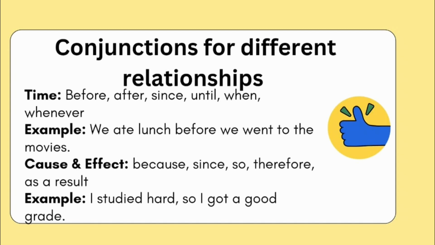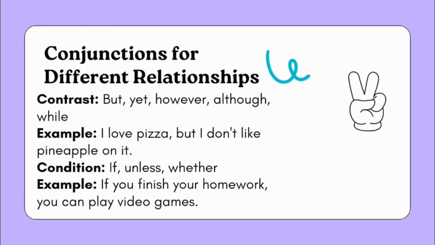Conjunctions can also show contrast. So these conjunctions help to show us contrast. Conjunctions show contrast by using examples such as but, yet, however, although, while. For example, I love pizza, but I don't like pineapple on it. That is showing contrast, that even though I love pizza, I don't like pineapple on it.